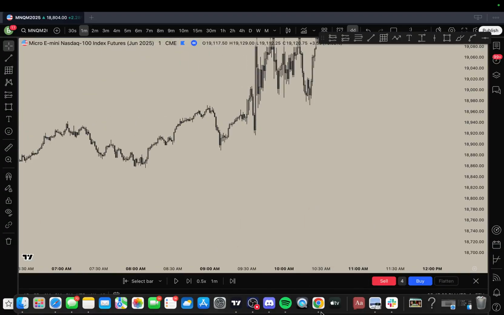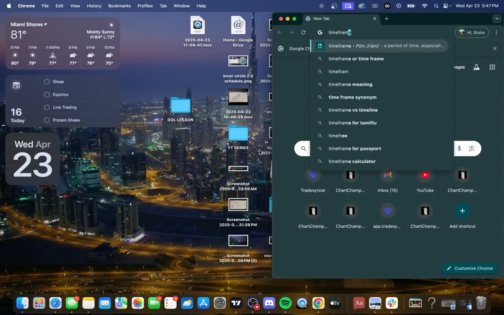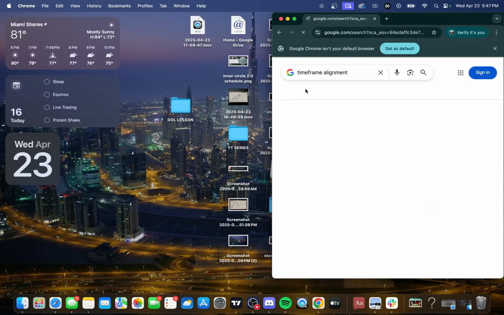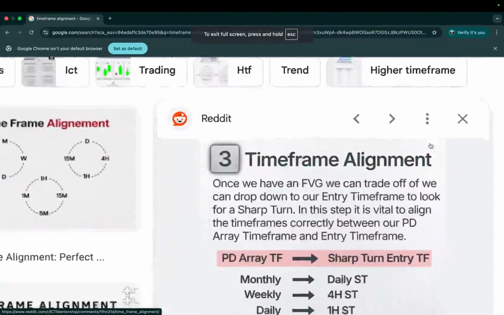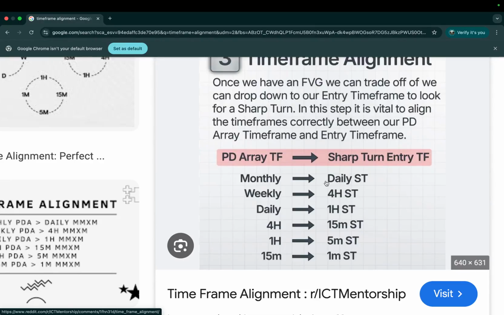I can show you an example of what time frame alignment looks like. All right, so this is time frame alignment. If we have a monthly PDRA, you'd want to see a daily change state delivery out of that. If we have what you were saying, a 15-minute fair value gap, usually a 1 minute inversion is enough of an entry and confirmation that price is getting respected.